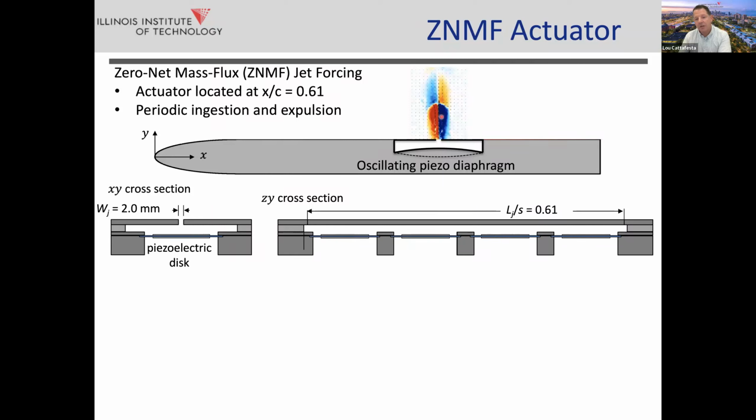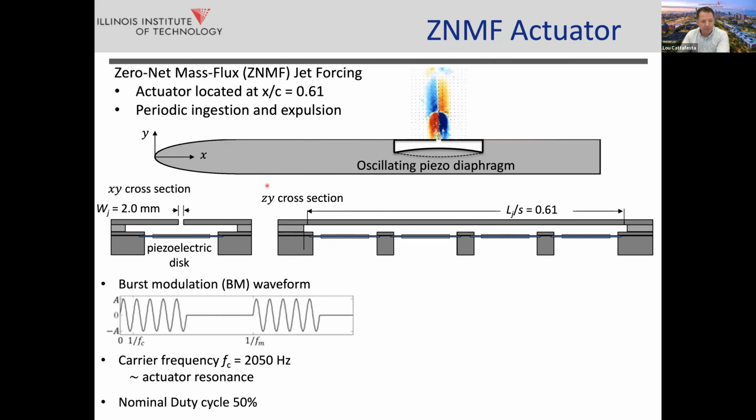You're actually seeing a picture of the PIV that is used to measure the flux that's coming out of here. The slot itself is about 2 millimeters. In order to excite the low frequency information that's relevant in the dynamics, we use a modulation approach called burst modulation. You're probably familiar with amplitude modulation. Burst modulation is quite similar to it.